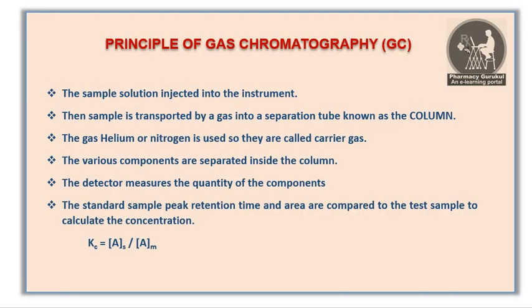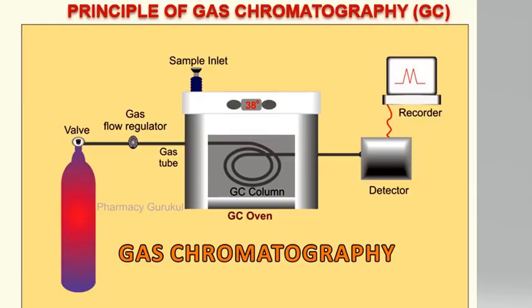Principle of gas chromatography. The basic principle of gas chromatography is to inject the sample solution into the instrument, which is transported by gas into a separation tube known as the column. Here the column is in the form of a coil. In gas chromatography, the substance to be analyzed is partitioned between the mobile phase and stationary phase. During the separation, the sample is vaporized and carried through the column by the mobile gas phase. The different components get separated based on their vapor pressure and affinities for the stationary phase.